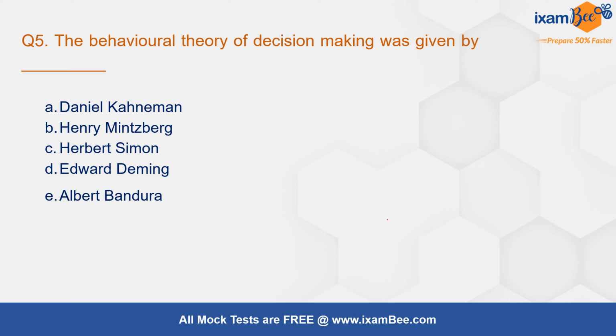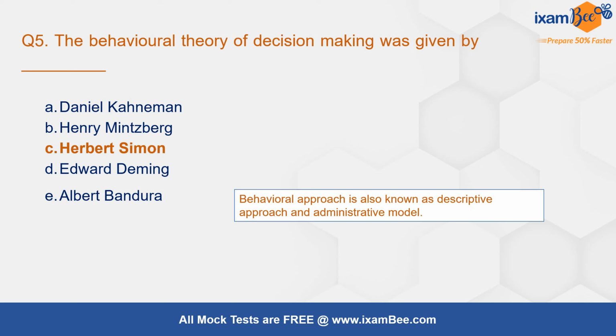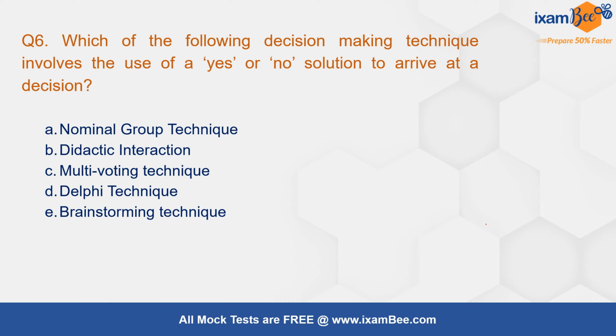The next question, the behavioral theory of decision making was given by Daniel Kahneman, Henry Mintzberg, Herbert Simon, Edward Deming, or Albert Bandura. The correct answer is Herbert Simon. He gave the behavioral theory of decision making. It is also known as the descriptive approach or the administrative model for decision making, in which he had defined 3 steps for making decisions.